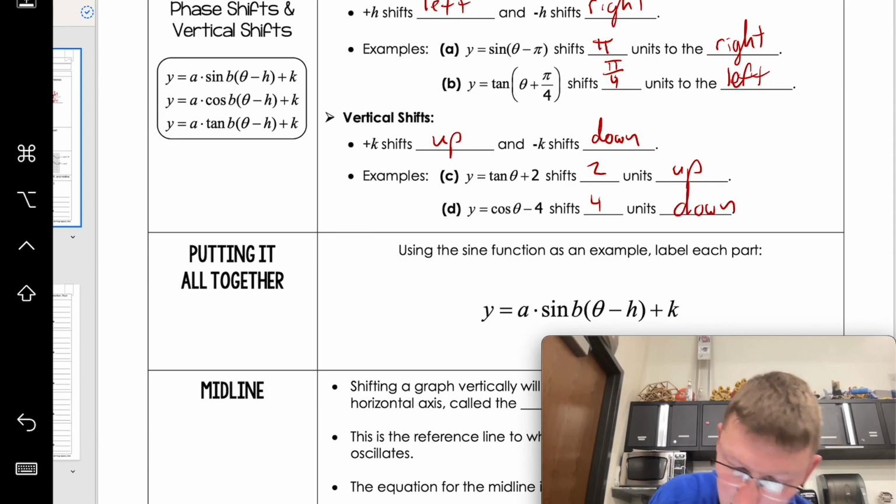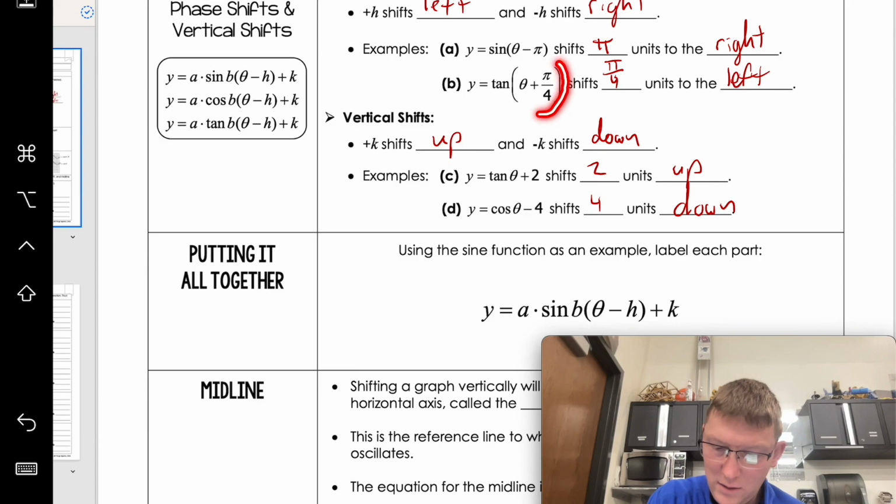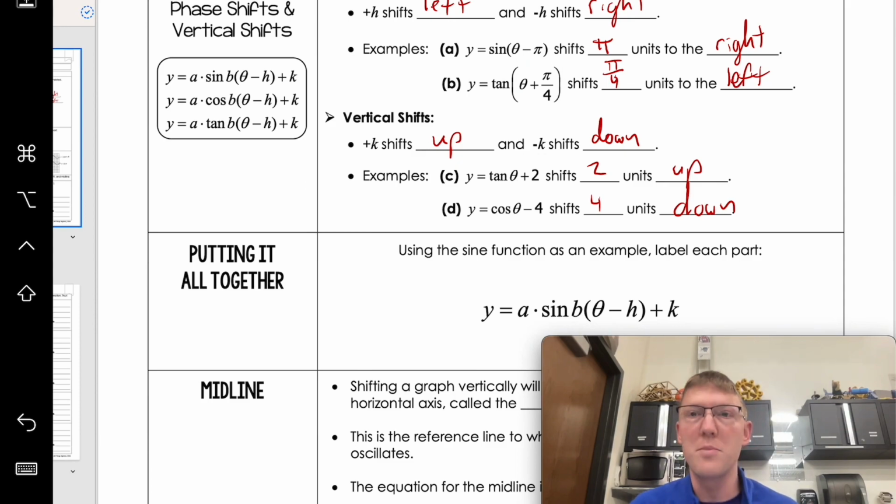So please note that these are on the inside of the parentheses, which means they are a part of the trig function. These numbers are outside of the parentheses. This indicates that they are not part of the trig function. That's the thing that differentiates them from each other. So don't fall into that trap.